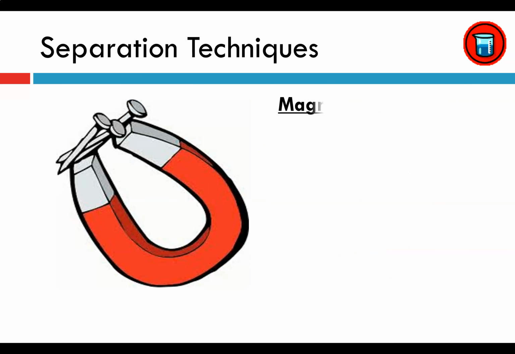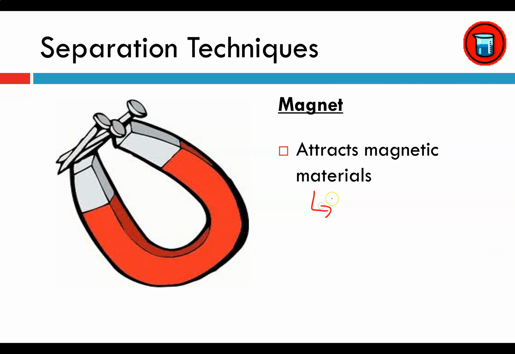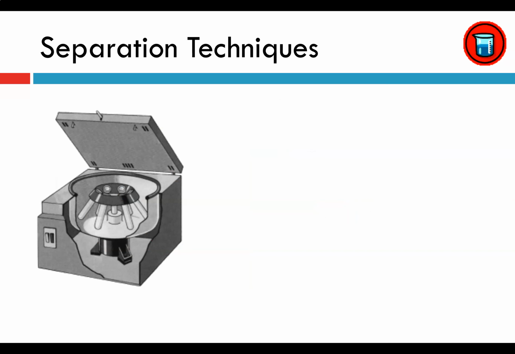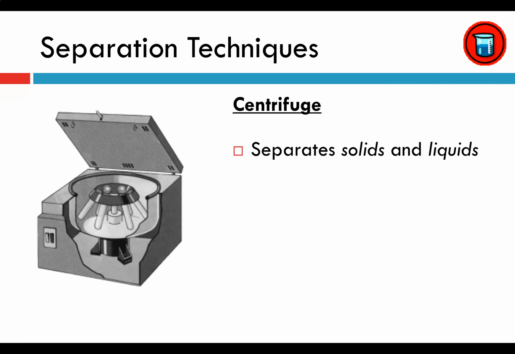We have the magnet, which I'm sure you know is going to attract magnetic materials. This is particularly useful if your mixture contains iron. It's probably the best example or the most common example of a magnetic substance. All right, our last two are kind of more advanced separation techniques. You might recognize this piece of equipment from bio. It is a centrifuge. A centrifuge also separates solids and liquids.